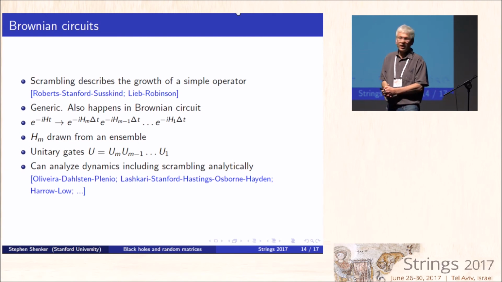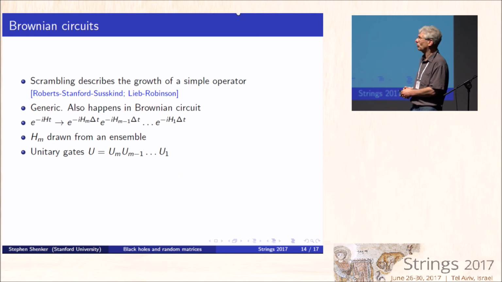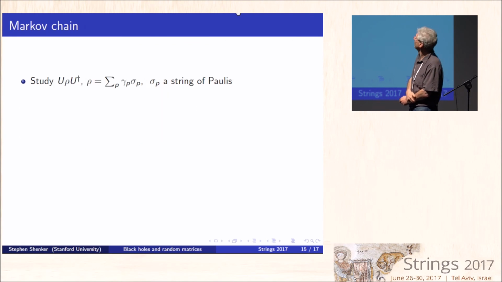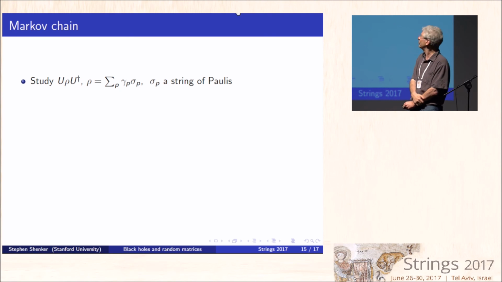This is a very useful construct because you can analyze the dynamics of this Brownian system, including scrambling, analytically. And so we could try to look and answer our question analytically. One way you do this is you think of the action of these Brownian unitaries on a density matrix in the qubit space. So this is a density matrix made out of bras and kets, each drawn from this qubit Hilbert space.